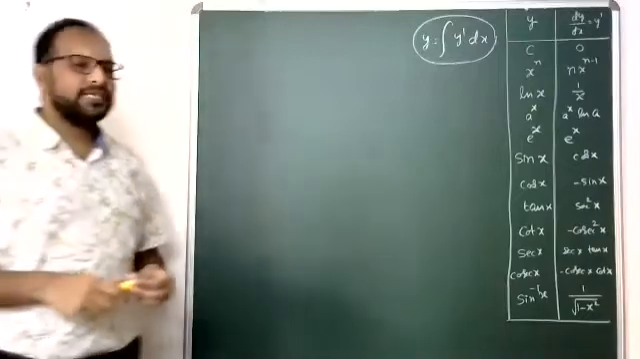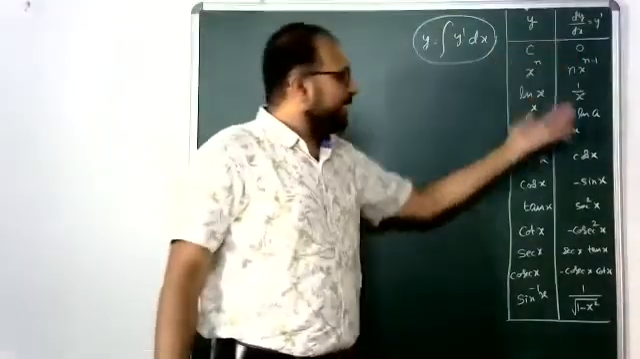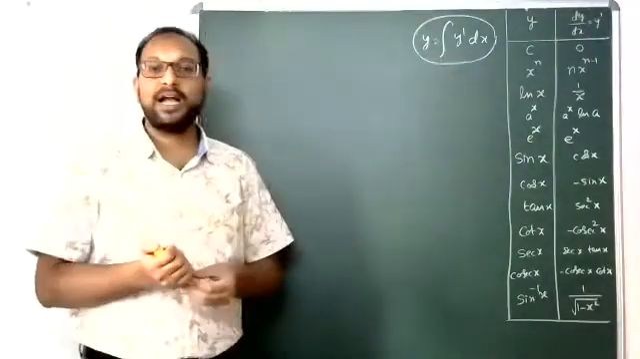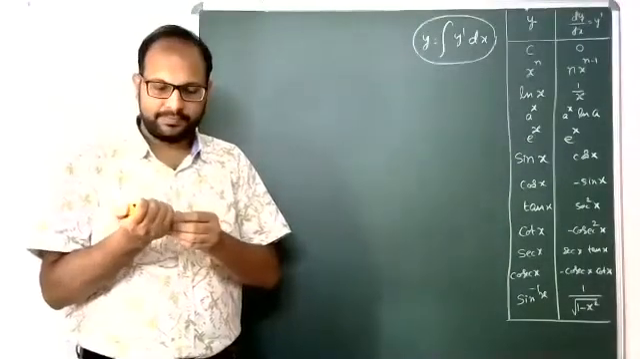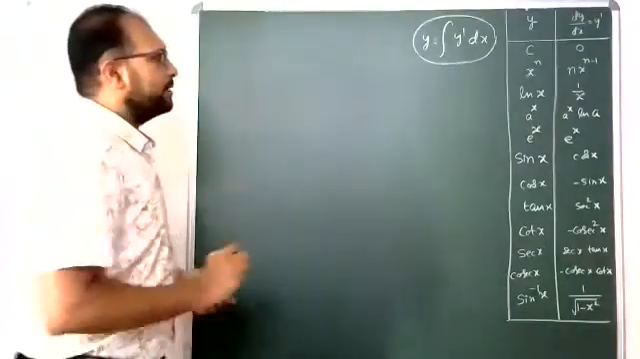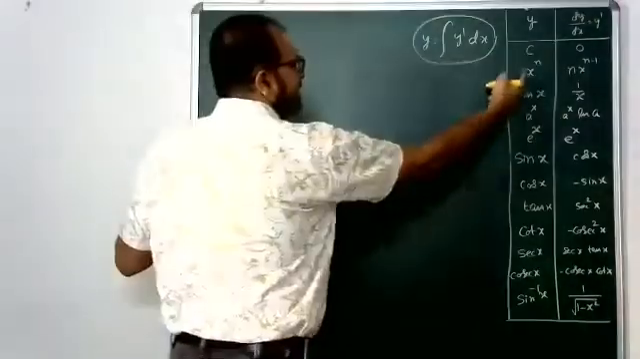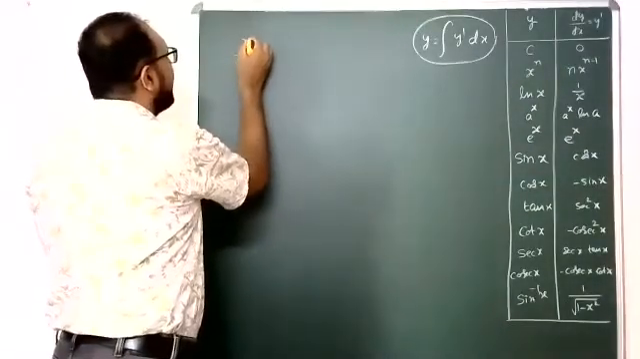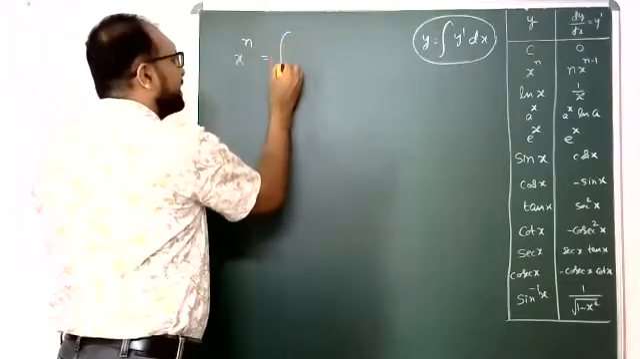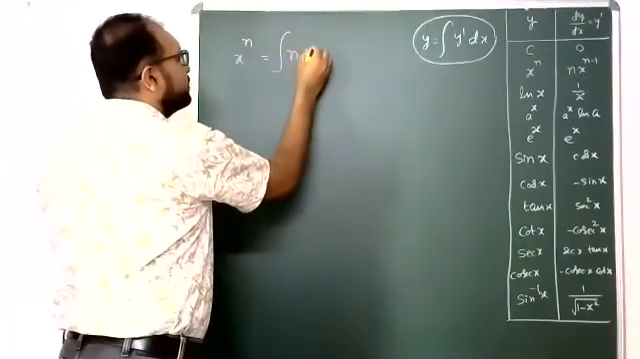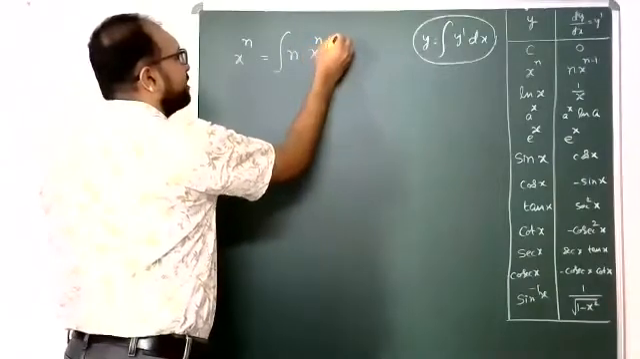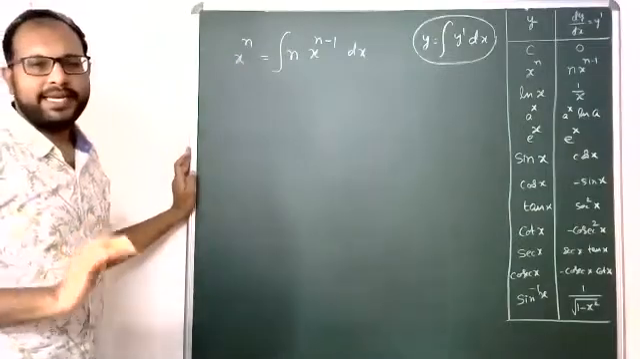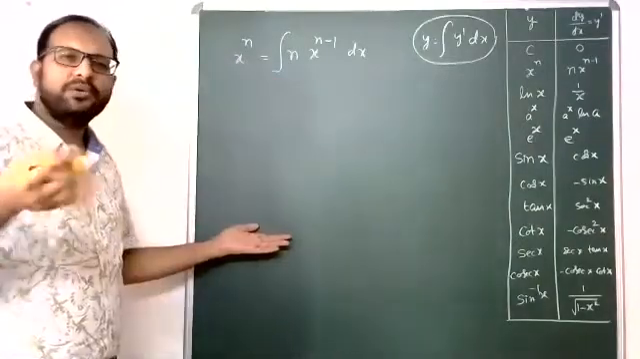For better practice, students, for this complete table, please write these types of equations on your own once class is completed. Now the second function, this I am writing, students. x to the power of n equals integral n into x to the power of n minus 1 into dx. Of course, one constant is there that I am not writing. Once the problem is completed, then you can write plus c.